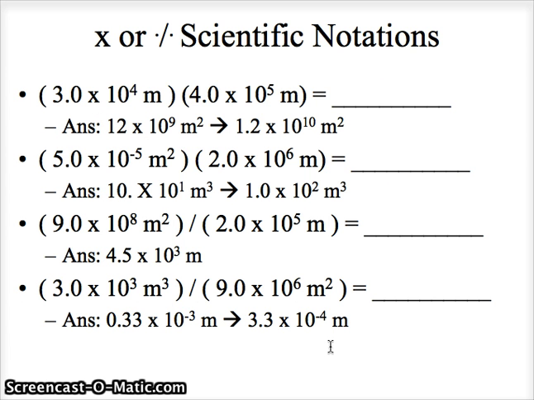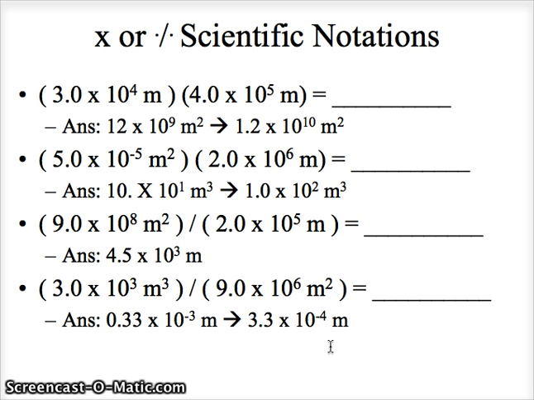So here are 4 more examples. If you have two terms, 3.0 times 10 to the fourth meters times 4.0 times 10 to the fifth meters, we very simply just multiply the base numbers. 3 times 4 gives us 12. And then we'll add the exponents, so it's times 10 to the 9th. Then we multiply the units, meters squared. By doing so, we have 12 times 10 to the 9th meters squared. Essentially, we just have to change it so that it's in the correct scientific notation format, 1.2 times 10 to the 10th meters squared.